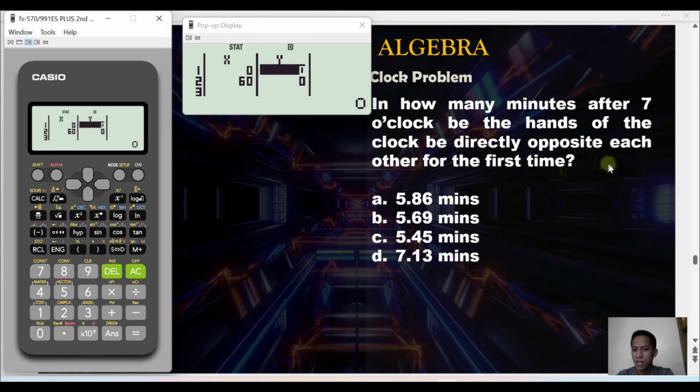So how many dials at 7 o'clock? That is 7. So what is the angle per dial? That is 30. So 7 times negative 30. So always remember that when it is 0 minutes, it is always negative, guys.